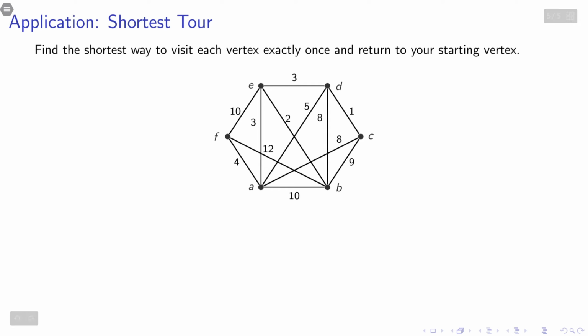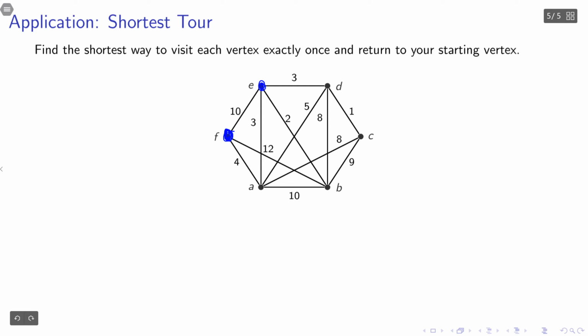Also, maybe you want to visit all the vertices in a graph, right? Say you were on campus at UTM and you wanted to find the fastest way to visit each building exactly once and return to the building where you started. So that's also going to be a graph theory problem, which you can describe by putting your buildings as vertices and the distance between them as edges with associated weights.